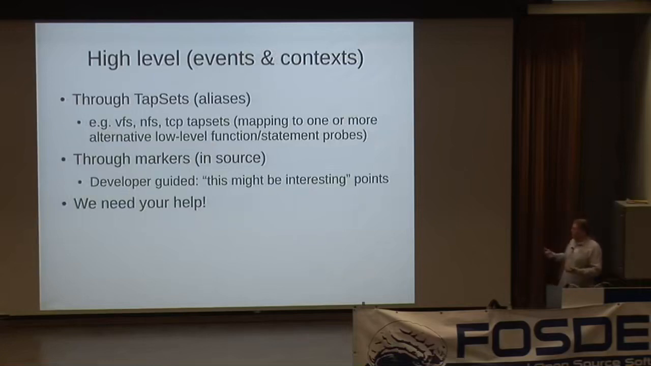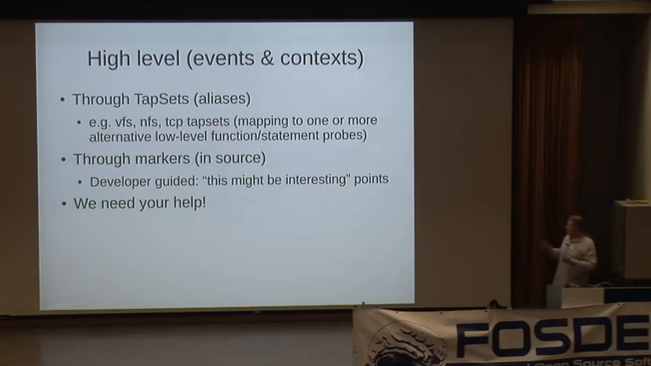So we have two systems for that. You can write tap sets. That's basically the aliases. So we have a tap set for the virtual file system, and it defines probes, and it aliases those to the correct kernel functions, and it knows which arguments contain what, and then sets up the context for you.